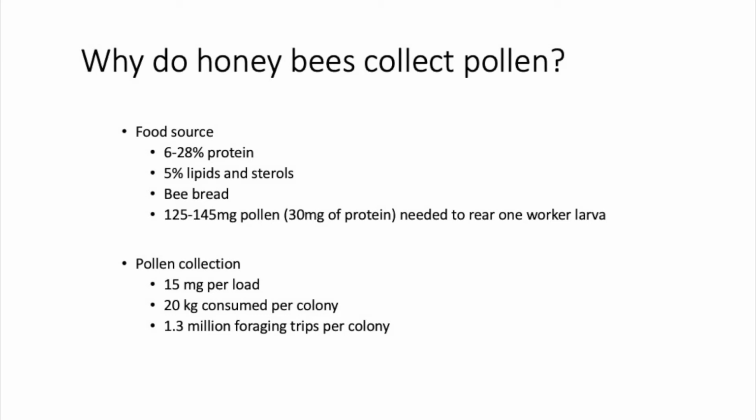Now, the bees in collecting pollen will pick up something like 15 milligrams per load, and a colony will want to consume something like 20 kilograms. That's 1.3 million foraging trips per colony.